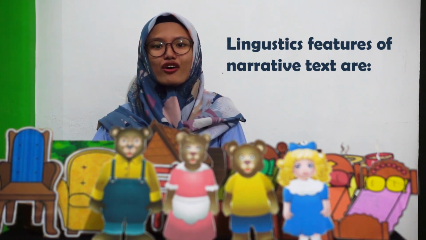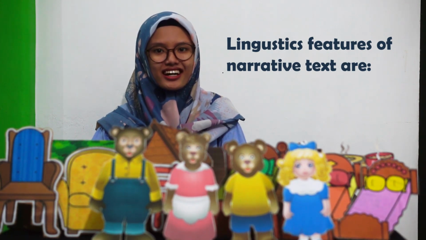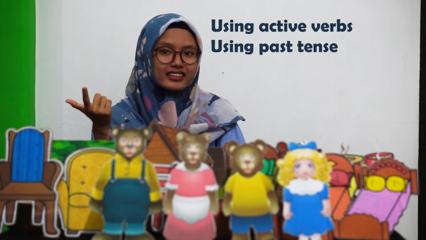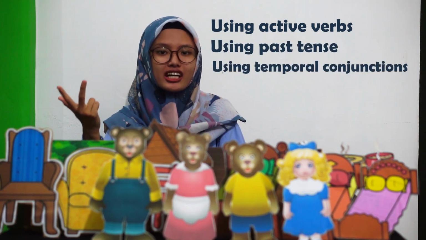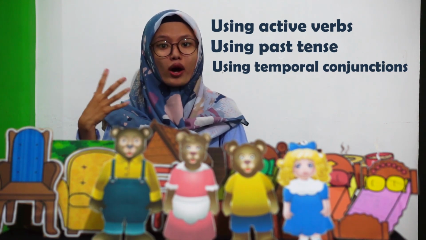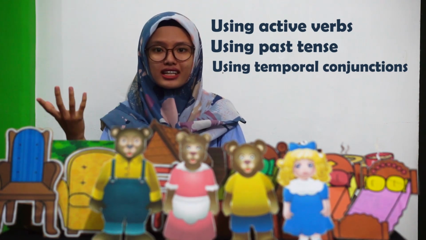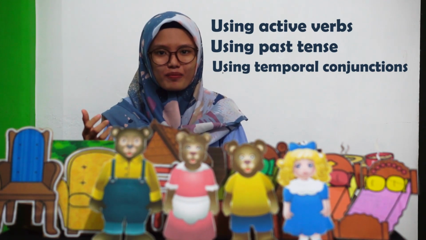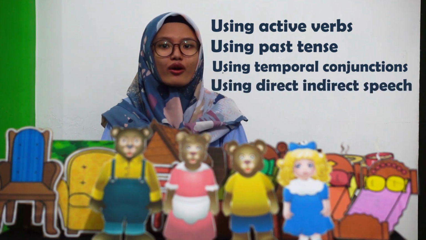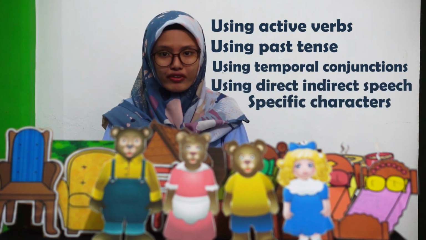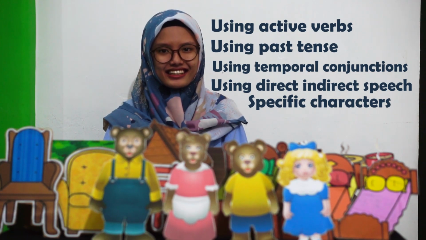Linguistic features of narrative text are using active verbs, using past tense, using temporal conjunctions like next, after that, once upon a time, long time ago, one day, and etc. Using direct or indirect speech and has specific characters.